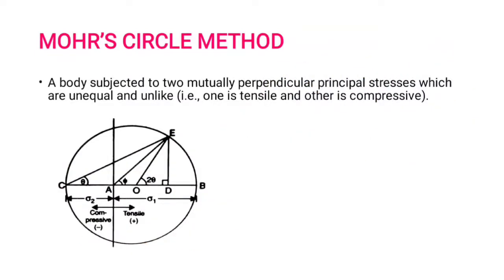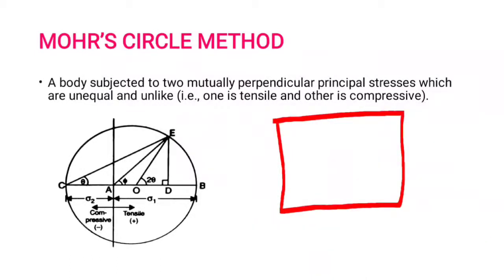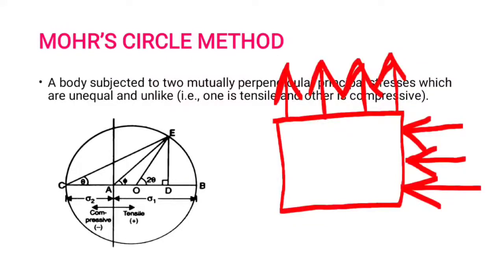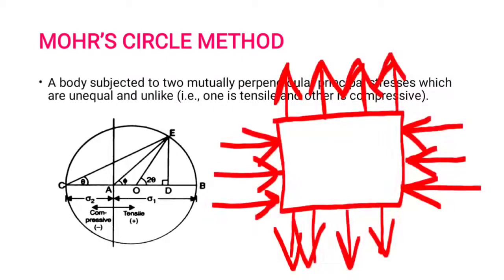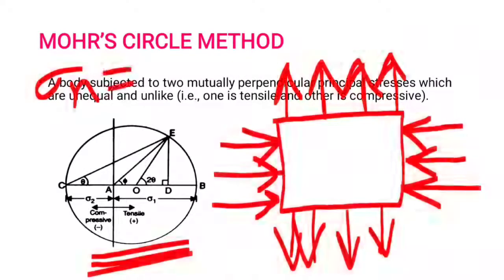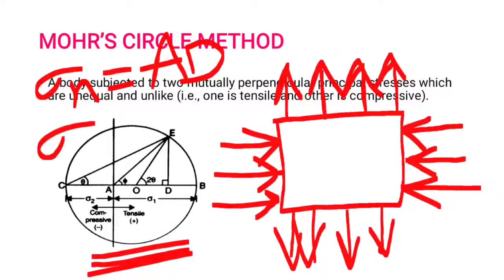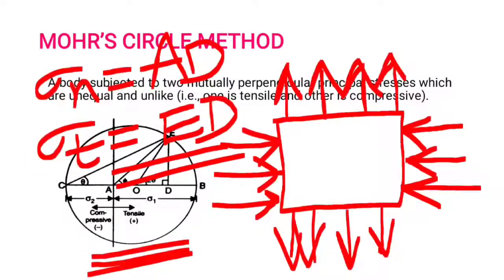The next case is a body subjected to two mutually perpendicular principal stresses which are unequal and unlike. One is tensile, let's say, and the other one is compressive. Like this, a body is subjected to principal stresses. For this case, if you plot Mohr's circle on the graph paper, it will look like this. From this, we can find the AD distance as normal stress and the ED distance as tangential stress.